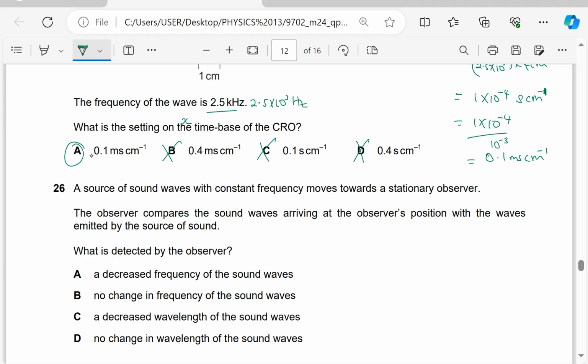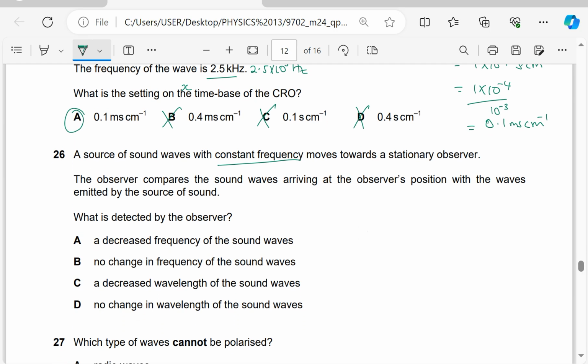A source of sound waves with constant frequency moves towards a stationary observer. The observer compares the sound waves arriving at the observer's position with the waves emitted by the source. Okay, let's say the source frequency is F S, and the observer frequency is F naught. What is detected by the observer? Because it is towards, we know that when an ambulance approaches you, the frequency detected is higher. So the observed frequency increases.